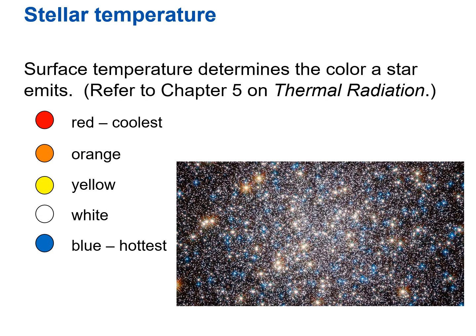Surface temperature determines the color a star emits. You learned this back in chapter 5 when you were learning about thermal radiation. And in order of temperature, it's what I call a modified Roy G. Biv, modified colors of the rainbow. So red is the coolest, and then orange stars, and then yellow stars. And there are no green stars. But rather, if a star is hotter than a yellow star, it's a nice mix of all the different frequencies, and they just blend together, and it looks like a white star. Hotter than that is a blue star. So these are the 5 colors that stars are: red, orange, yellow, white, and blue.